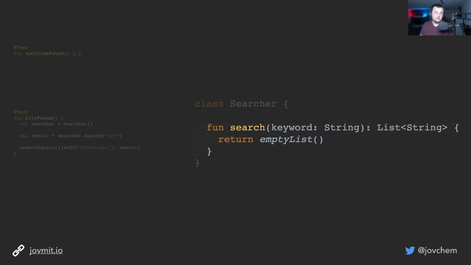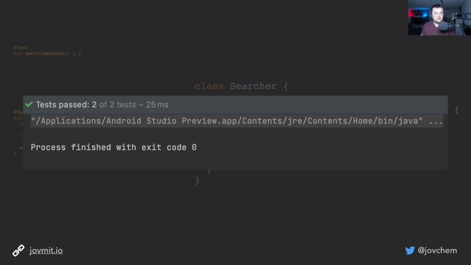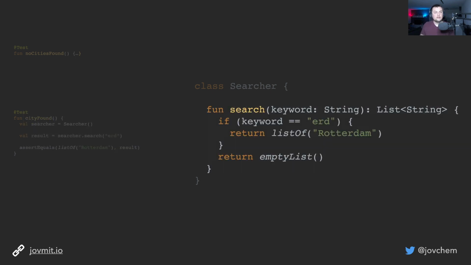Again, fake it till you make it. The easiest thing that comes to mind is just to add an if and say if the keyword is ERD, then return a list of Rotterdam. And that would make the test pass. And it does. And now back in our production code, we can sort of sense how this algorithm is going to evolve.